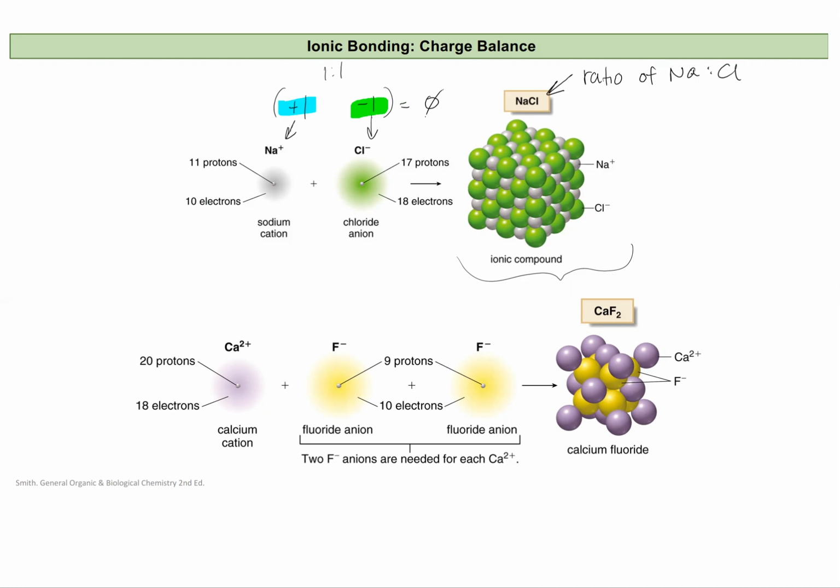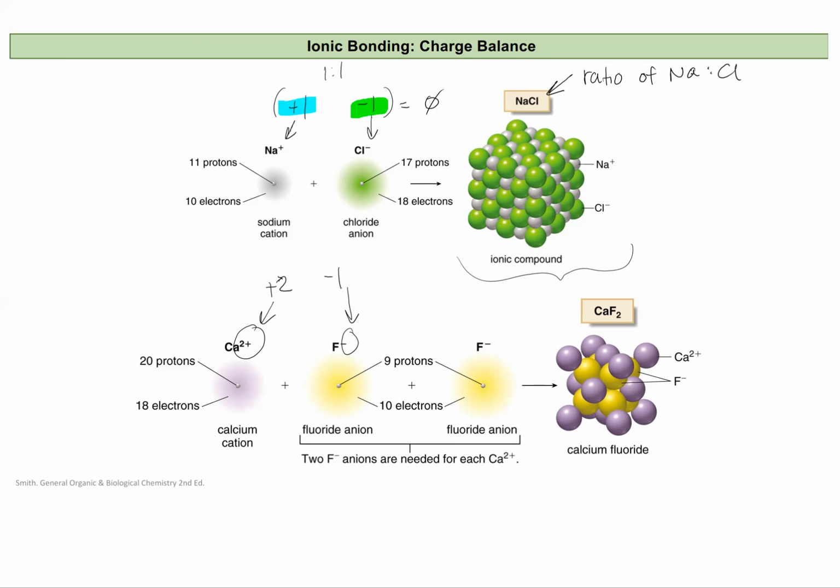If I look at something like calcium and fluorine forming a bond, my calcium has a +2 charge, and my fluorine has a -1 charge. So if I brought these together in a 1-to-1 ratio, I would have an overall positive charge associated with the compound. And that isn't something that happens. We always have a neutral compound that doesn't have a charge.